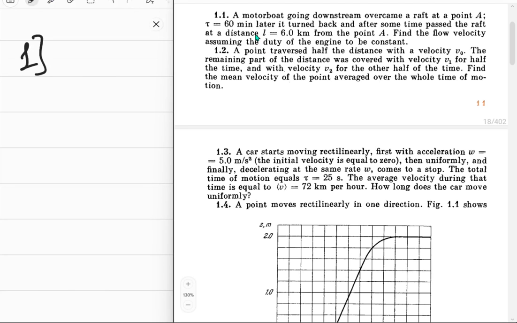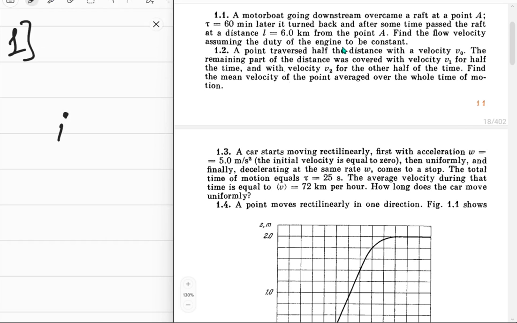So what's the question? A motorboat going downstream overcame a raft at point A. So you have a motorboat. So point A, like this. This is our boat.